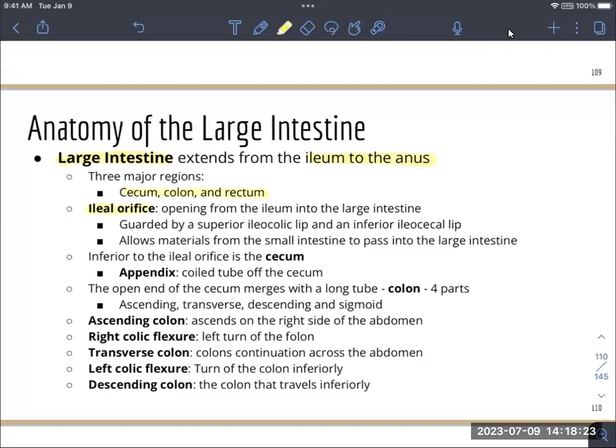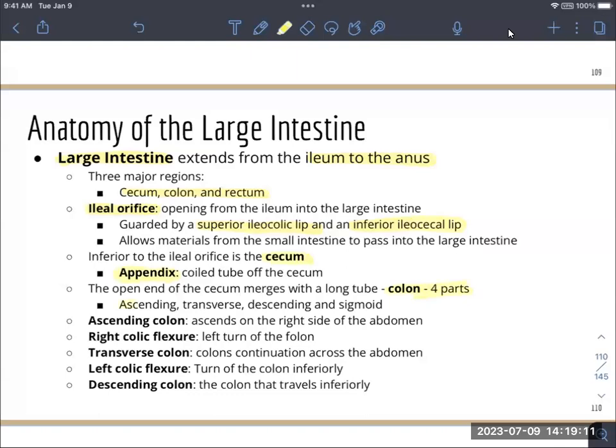The ileal orifice that I had mentioned before is where that small intestine kind of ends. This is where the end of the small intestine is actually opening up into the large intestine. It contains a sphincter again, or this superior ileocolic lip and this inferior ileocolic lip. This is what allows materials to pass. It's going to pass into the cecum. At the bottom of our cecum, we have our appendix.